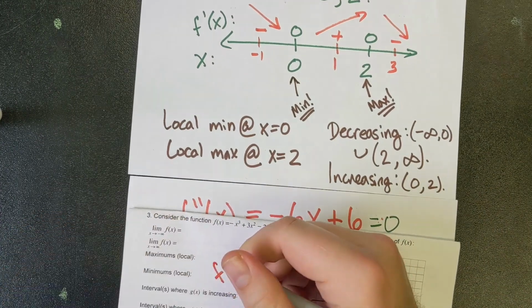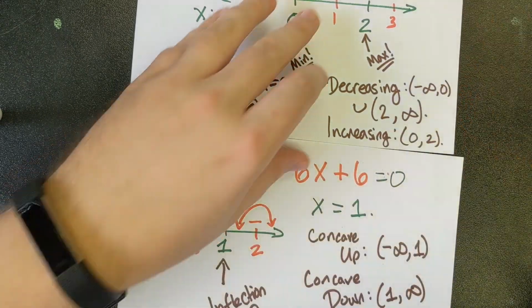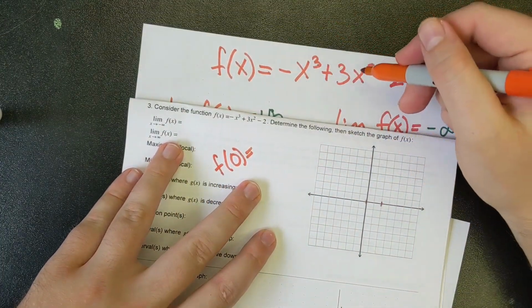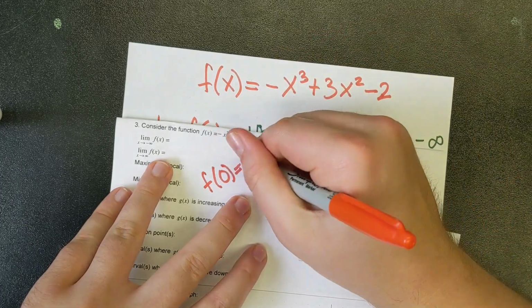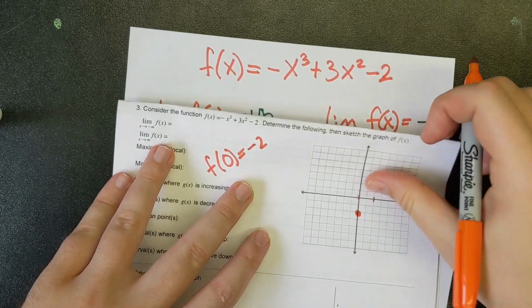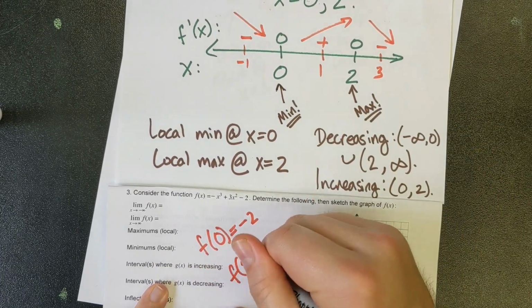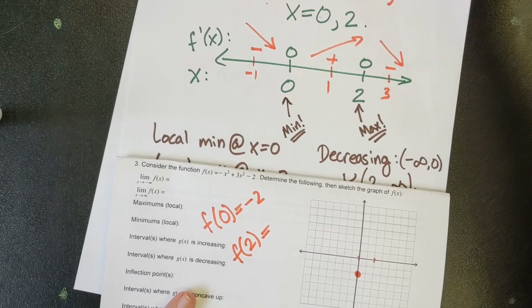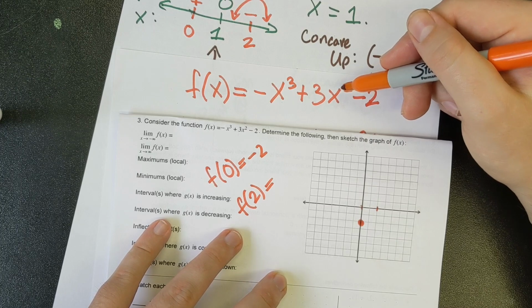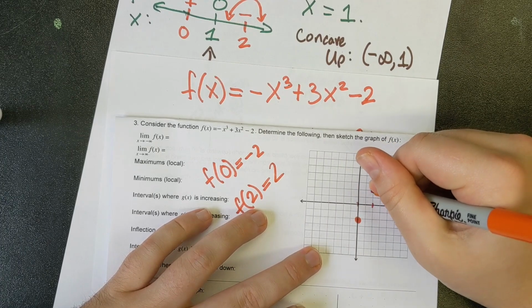What I'm going to do is plug those numbers into my function to find out what they are. When I plug in 0, f of 0, where's my function at? My function is x cubed plus 3x squared minus 2, so plugging in 0 gives negative 2. So at 0, I'm at negative 2, and we know that's a local min. Similarly, I plug 2 into my function and I get negative 8 plus 12, which is 4, minus 2, which is 2. So here I have a local max at 2.